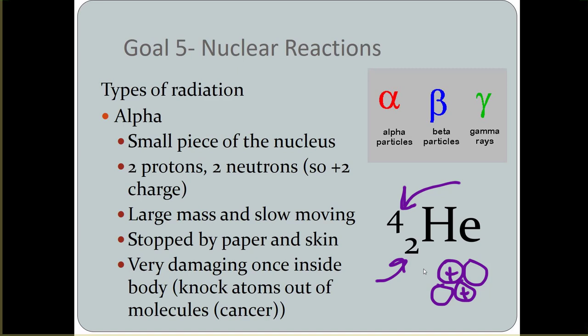The reason why it doesn't travel very far is because it is positively charged. It will gather electrons just from the air that's around it, and it will turn into harmless helium gas. These alpha particles, however, can cause a lot of damage if they're inside your body. Because they're so large and slow moving, if you were to eat something that emitted alpha particles, it possibly could knock atoms out of molecules, damaging maybe the DNA of the cell and cause cancer. So these are really, really bad if they're inside a living organism.